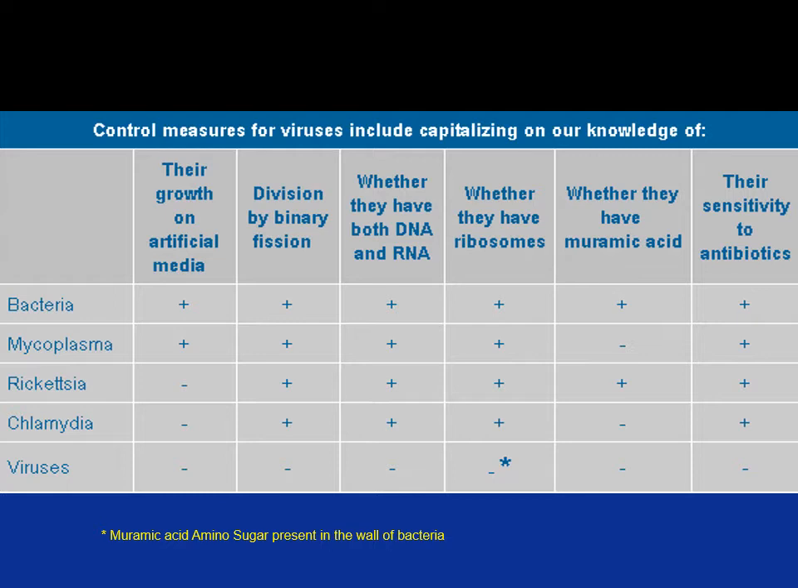Now, in bacteria, we know that bacteria are very complicated organisms. They have ribosomes. In the case of viruses, we don't see ribosomes. However, in certain cases, ribosomes may be present, but those viruses which contain ribosomes have acquired them from the host or the cell.